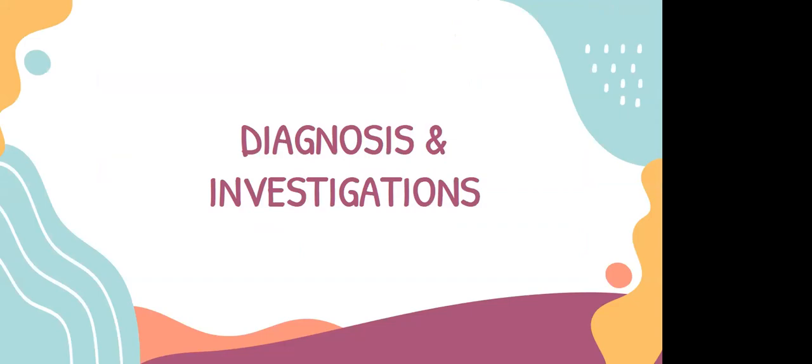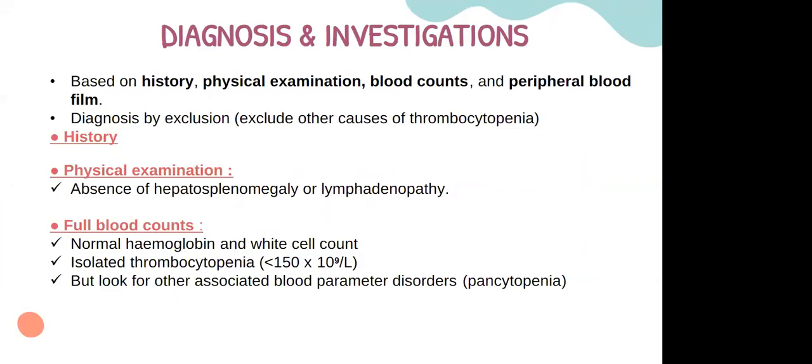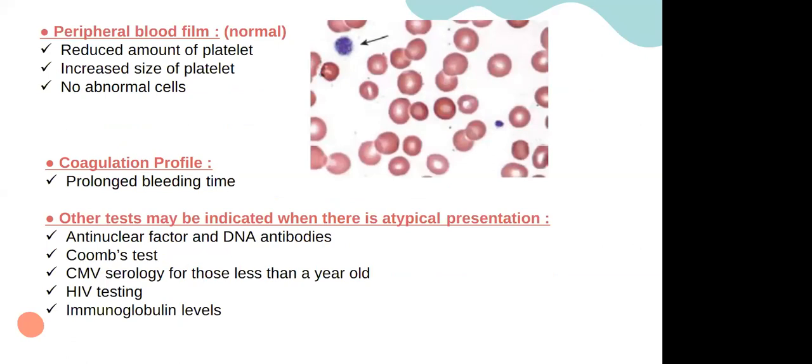So the diagnosis and investigations of ITP. So we diagnose ITP based on history, physical examination, blood counts, and peripheral blood film. As for physical examination, there will be absence of hepatosplenomegaly or lymphadenopathy, and the full blood count will appear normal, except that the patient will have thrombocytopenia. And the peripheral blood film will also appear normal, but the patient will have a reduced number of platelets and increased size of platelets, but there will be no abnormal cells detected in the peripheral blood film. In the coagulation profile, the patient will have a prolonged bleeding time.